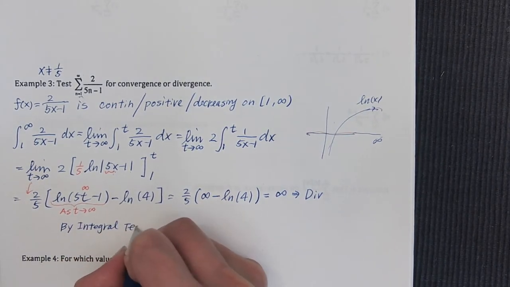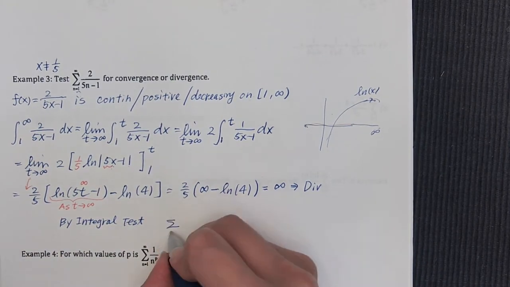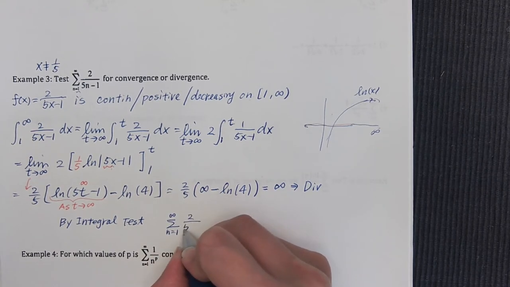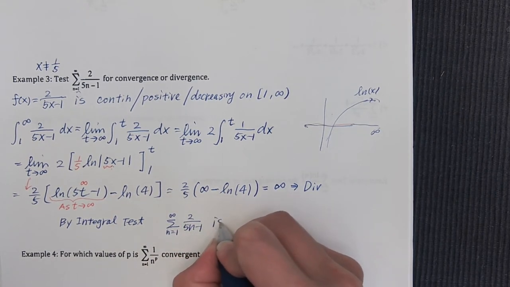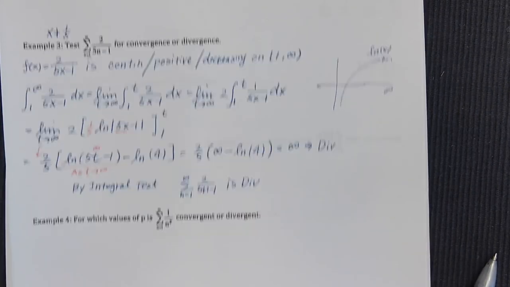By the integral test, make sure the summation from n equals 1 to infinity of 2 over 5n minus 1 is divergent. That's it.